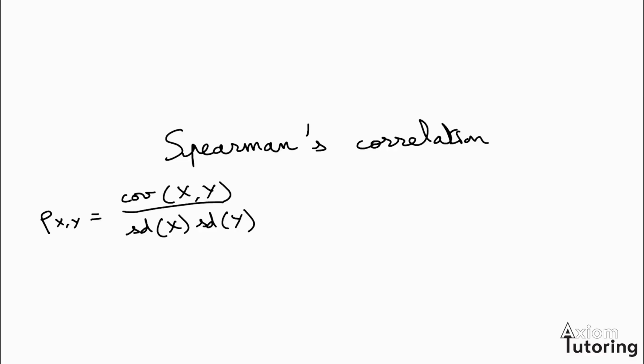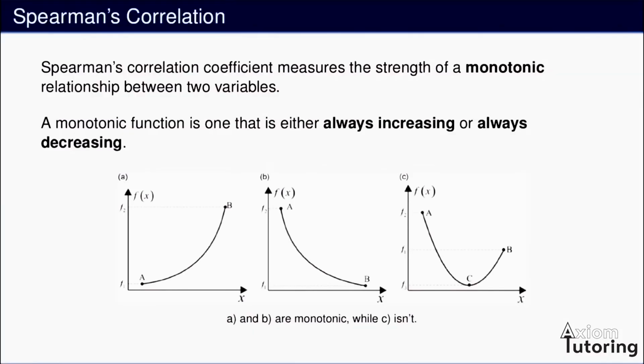Okay, but there can exist many different types of relationship between x and y, and it's not always going to be linear. So that's where Spearman's correlation will play a useful role. So let's have a look at Spearman's correlation. Spearman's correlation coefficient measures the strength of a monotonic relationship between two variables. And what we mean by a monotonic function is just a function that is either always increasing or always decreasing.